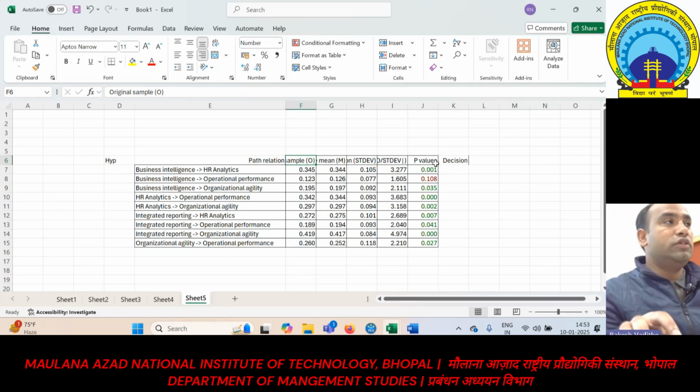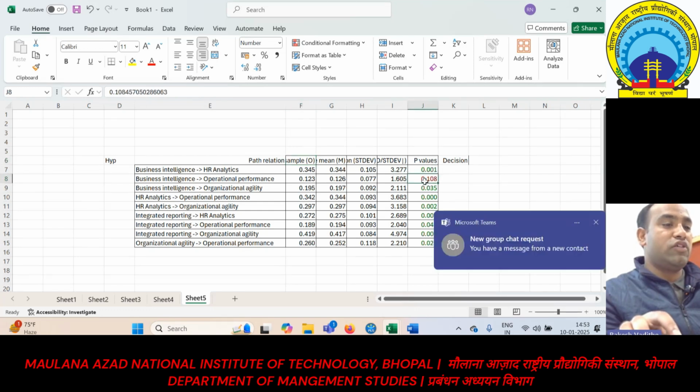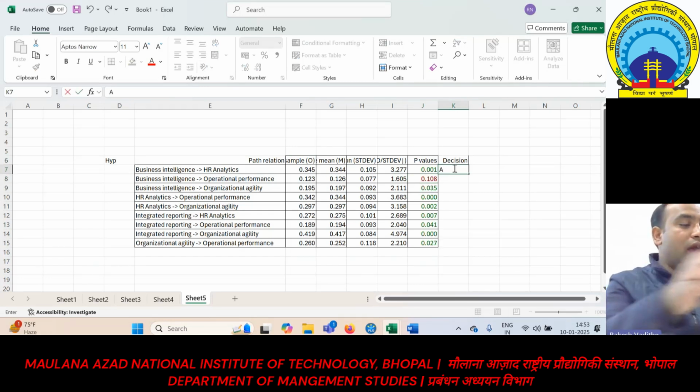Here the P value should be below 0.05. Here you can observe this is going above 0.05, that's why it got automatically rejected. Here I am making the decision: accepted or supported.